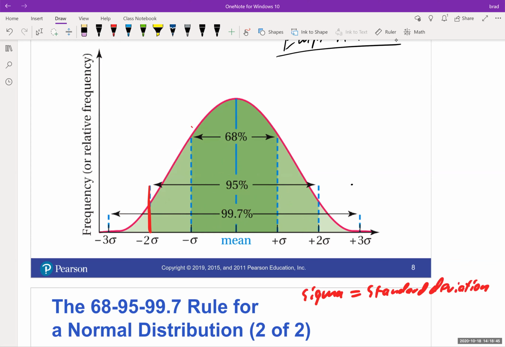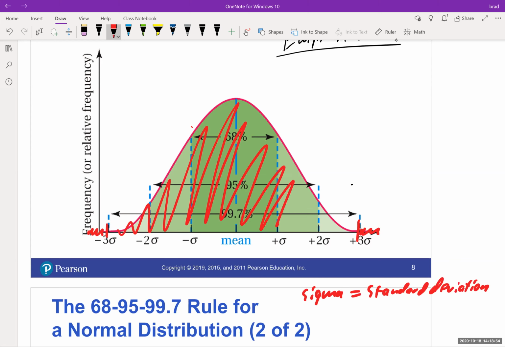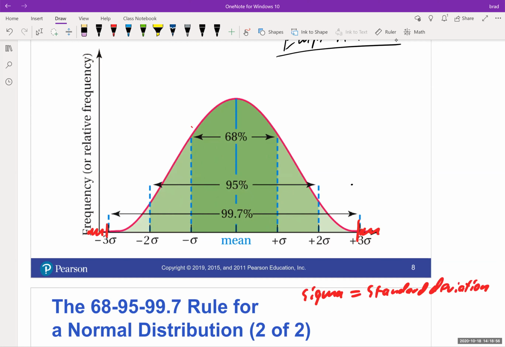Then they say if you go way out here, there's hardly any area left. Notice there's hardly anything over here on the sides. In between here, 99.7%, almost 100 of the 100 scores, will be between -3 and 3 standard deviations, or within 3 standard deviations, plus or minus.